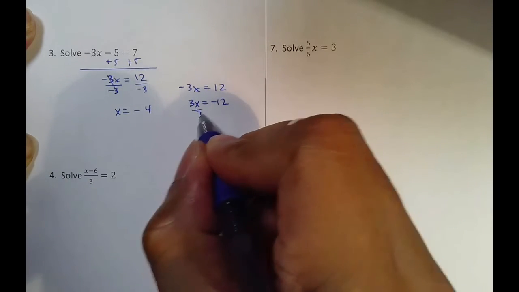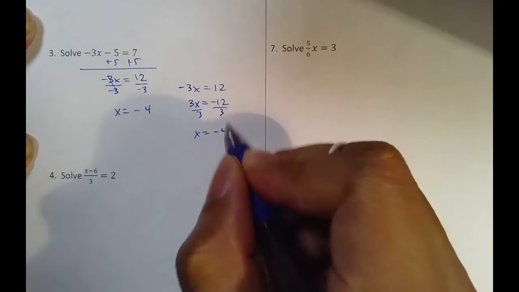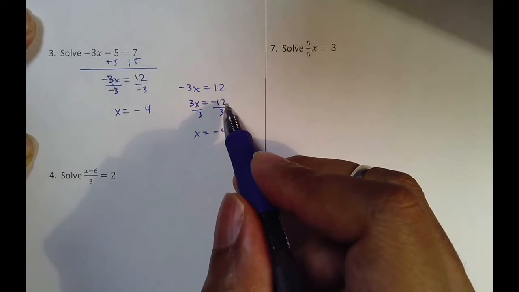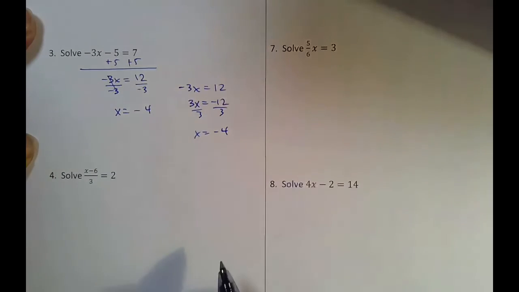And then from there, you divide by 3. And negative 12 divided by 3 obviously is negative 4. This represents 12 negatives separated into 3 groups. It would be 4 negatives per group.